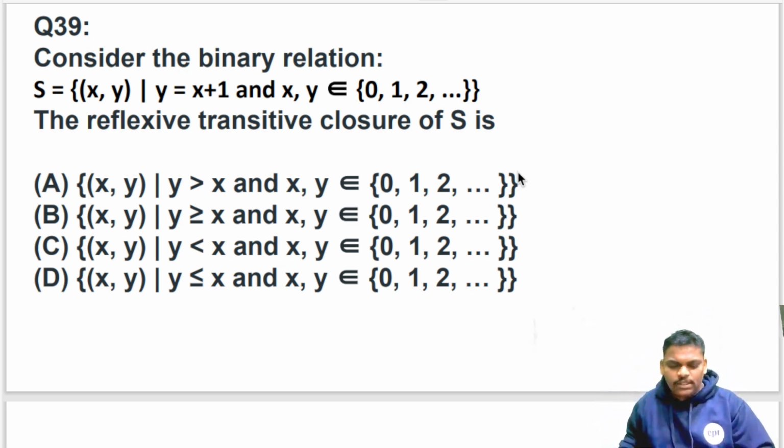I think B is the answer. Y will be greater as usual because it should be S first. First of all, it should be S, and equality is also allowed. So Y greater than or equal to X is the better option. Right? Please verify. Actually they would ask only reflexive closure, or only transitive closure, but he asked combinedly.